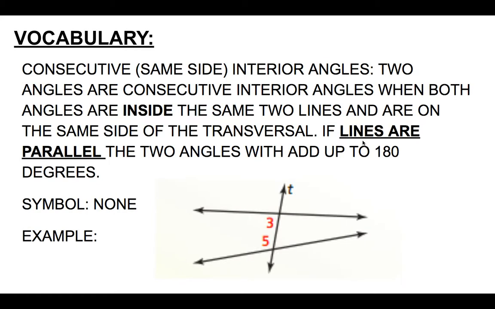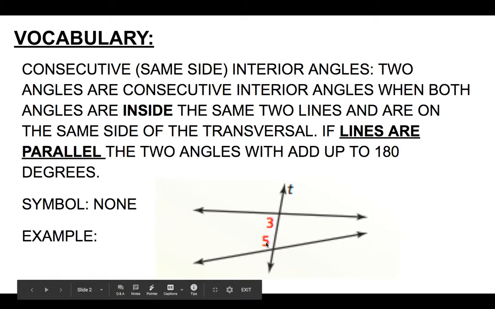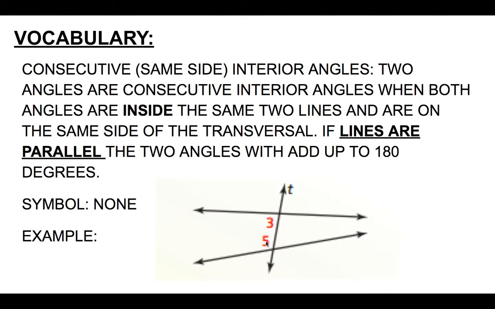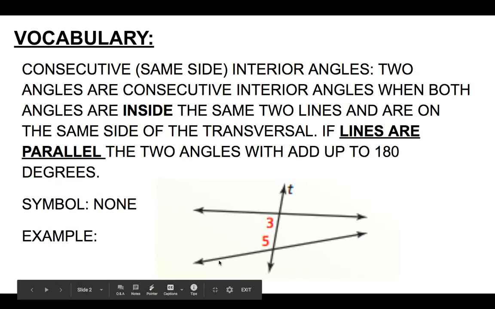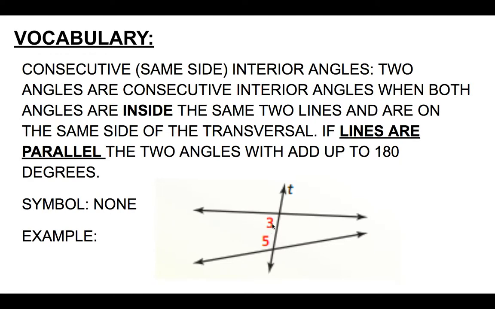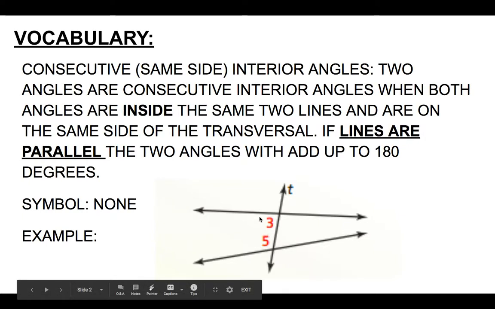So, the first vocab term is consecutive interior angles. These are two angles that are on the same side of your transversal, and they're both inside a set of lines. So looking at this image, angle 3 and angle 5 would be considered consecutive interior angles because they're both inside this set of lines and they lie on the same side of the transversal. So notice they're both to the left of it. So we say consecutive interior.